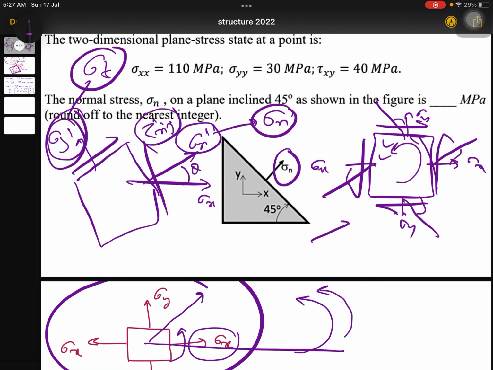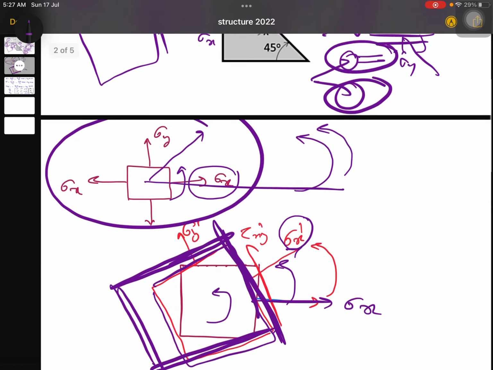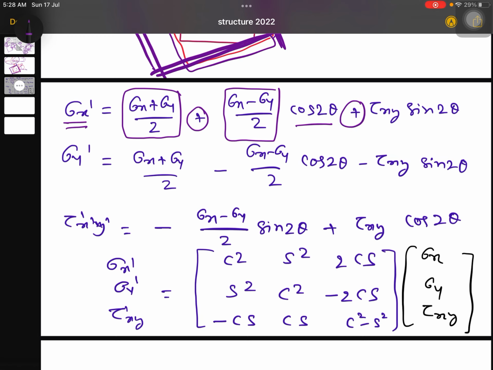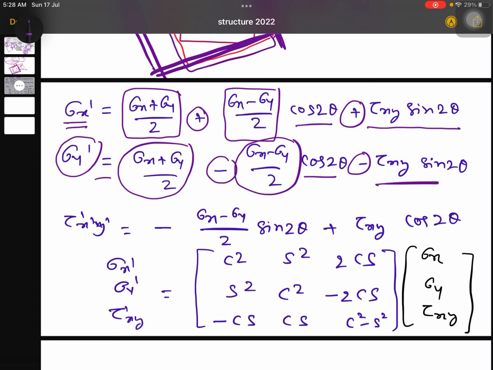There are two ways to use the formula. One is you remember the open formula, and the other is you remember the matrix formula. I will show you both. You can use sigma x dash as (sigma x plus sigma y)/2 plus (sigma x minus sigma y)/2 cos 2 theta, with a plus sign here, plus tau xy sine 2 theta. Then sigma y dash is the same formula but with a minus sign, same cos 2 theta but with a minus sign, then tau xy sine 2 theta.